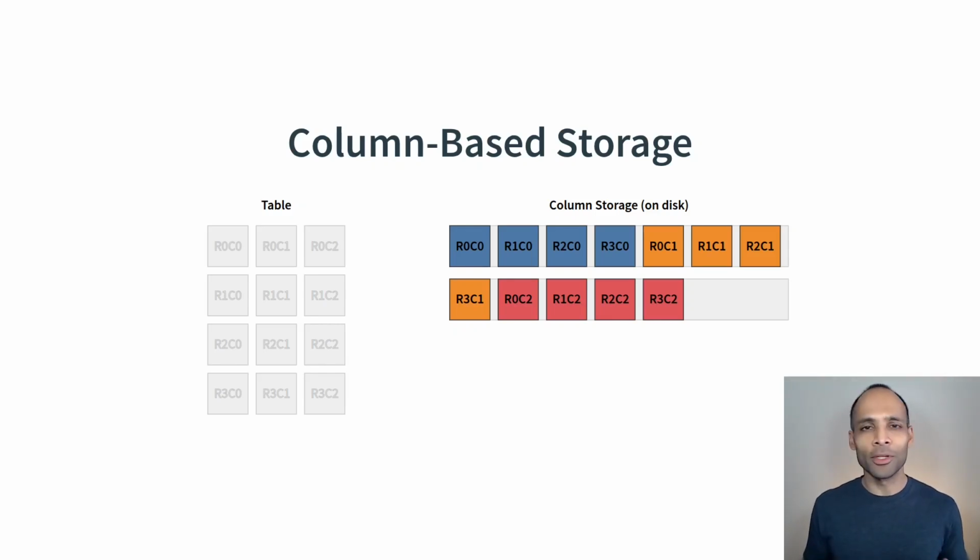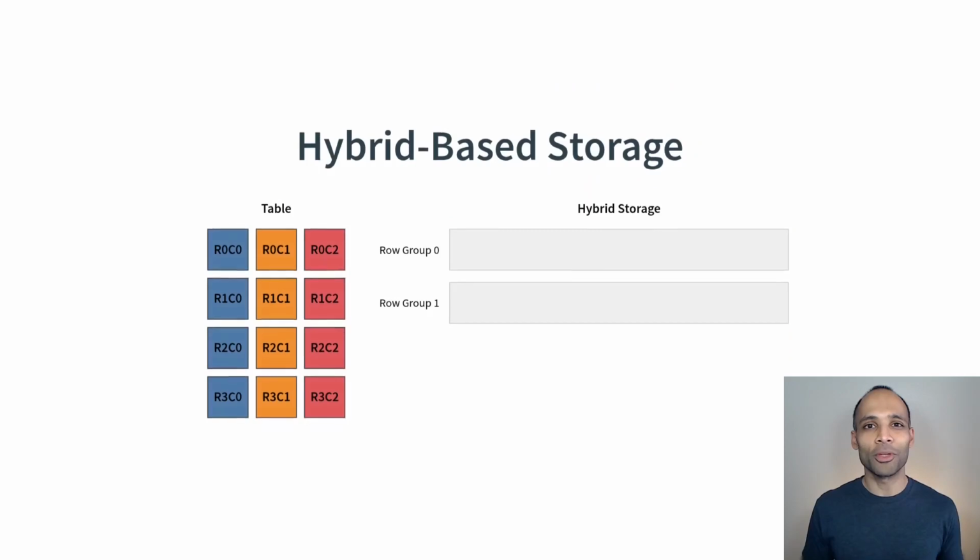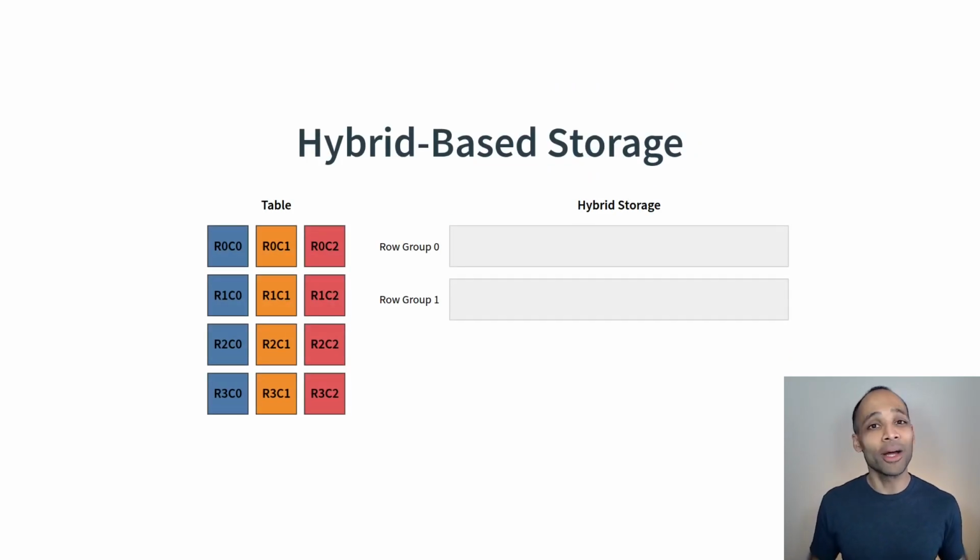Now, if you're like me, you've heard that Parquet files store data in a columnar fashion. And that's not true. I thought that was true. But then, digging deeper, I realized it's not a pure columnar storage, like we saw here. Parquet uses something called a hybrid-based storage, which combines the benefits of both row-based storage and column-based storage. Let me show you what I mean.